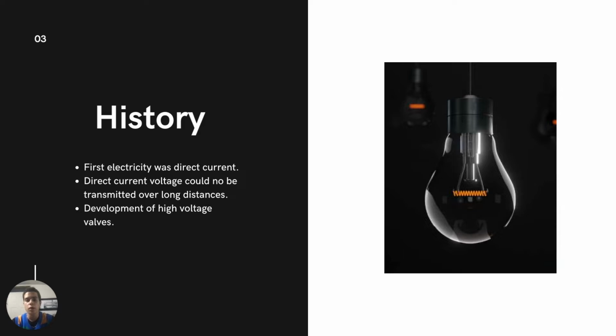For the history, we all know that the first commercial electricity generated by Thomas Alva Edison was direct current electrical power. But as this direct current voltage could not be transmitted over long distances as was needed, they started transmitting alternating current voltage. But over the years, this changed with the development of high voltage valves.